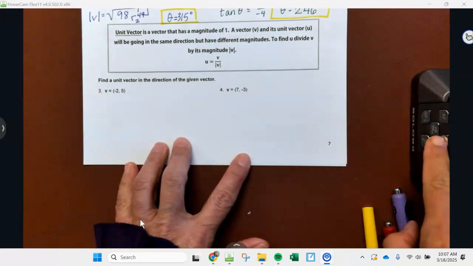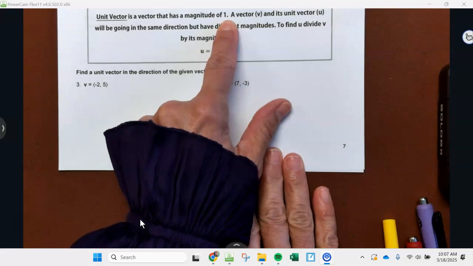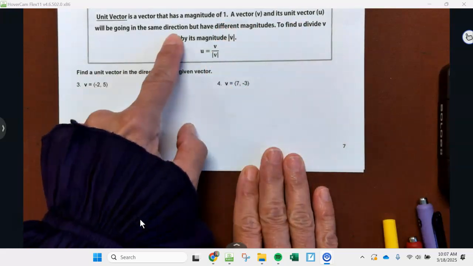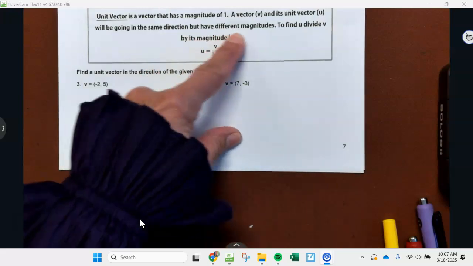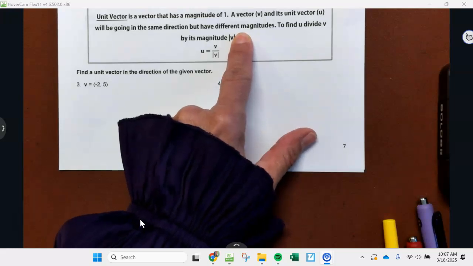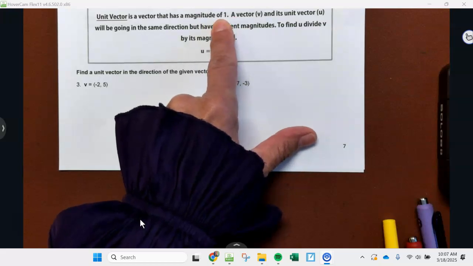Here we go with the unit vector. A unit vector is a vector that has a magnitude of 1. A vector and its unit vector will be going in the same direction, which means they would have the same degrees, but they are going to have different magnitudes because they're different sizes. A unit vector is really small. Notice it has just a magnitude of 1.